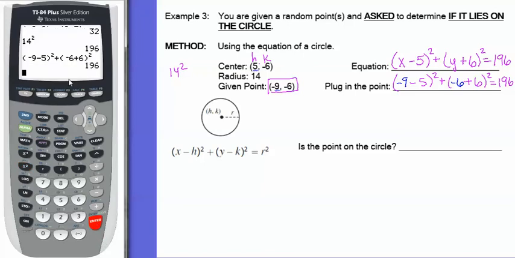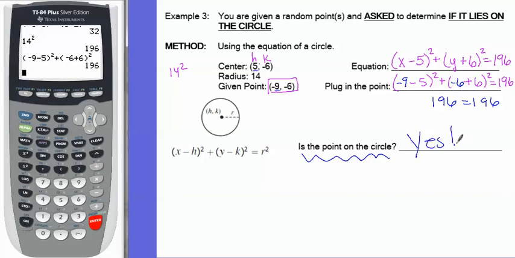So let's see. Oh, I got 196. So when I plug it in, I get 196 equals 196. Is the point on the circle? I'm asking, are these two things equal? The answer is yes. That point happens to be on the circle.